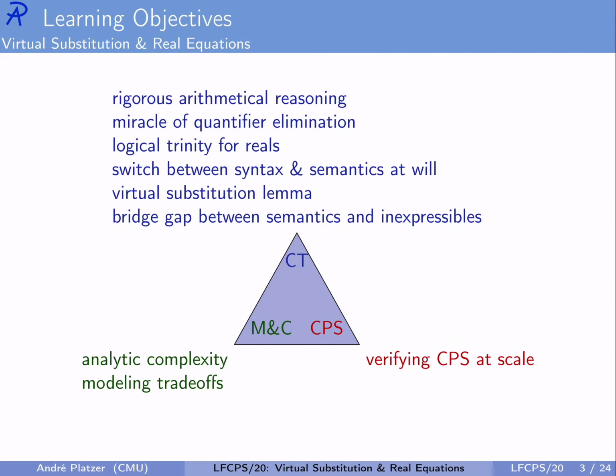We'll also be exploiting the logical trinity by the flexibility of moving back and forth between the syntax and semantics at will, which we have already done, for example, when we developed differential invariants in the 10th chapter, where we at will move between analytic differentiation d by dt and syntactic differentials, just put a prime into the term, and we move from one to the other as we saw fit. Now we will do the exact same thing again for arithmetic, where virtual substitution is bridging the gap between syntactic and semantic operations, so in particular semantic operations that are otherwise inexpressible. And we will again switch between syntax and semantics at will to get what we want.